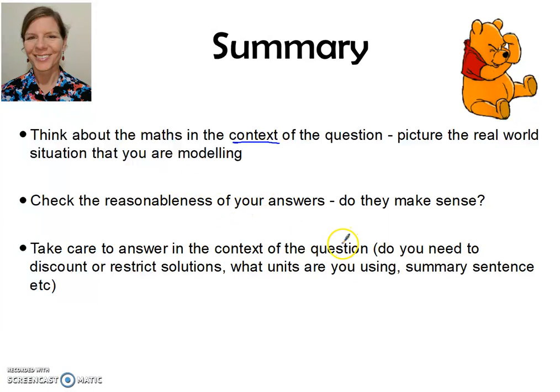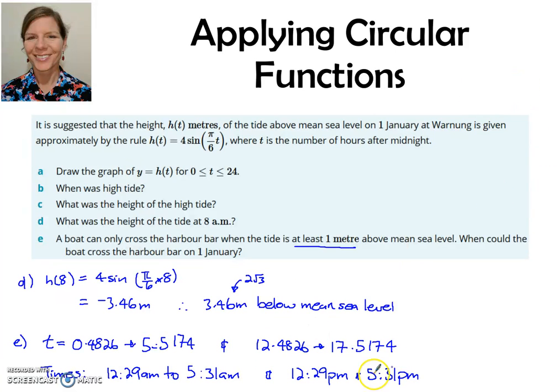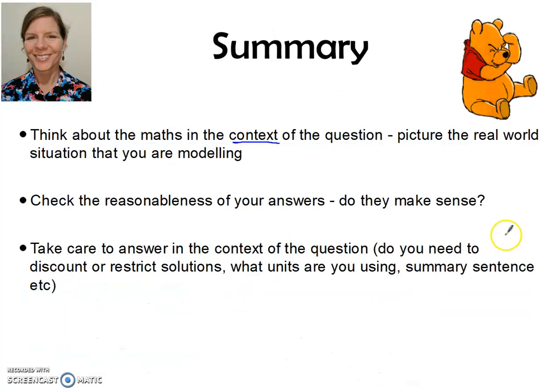Okay, the typical one is if you're getting negative answers, then you shouldn't be getting negative answers. Just make sure that you're thinking about that. And also answer in the context of the question. Okay, do you need to discount or restrict solutions? Is there something where when you get a solution, one of them doesn't make sense? Okay, what units are you using? So the prime example here, this is correct, but it's not useful. Because it's not time, it's time in decimal. We don't do time in decimal, so you need to write it in hours and minutes. So that's what you're thinking about.